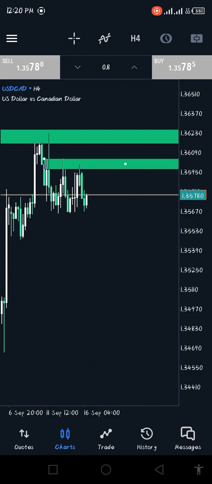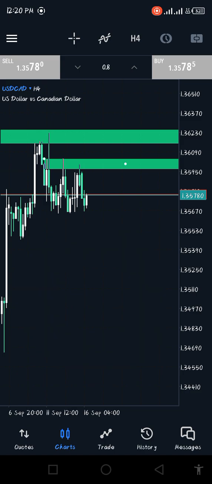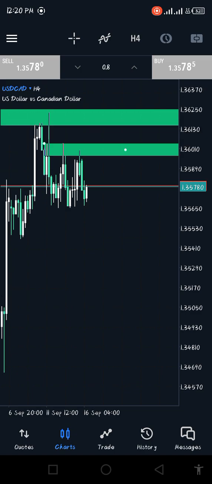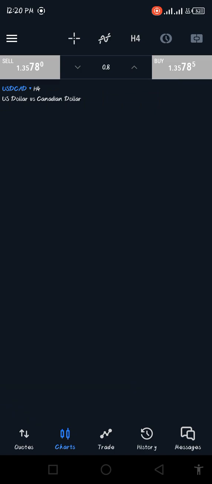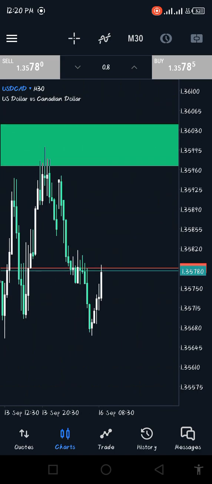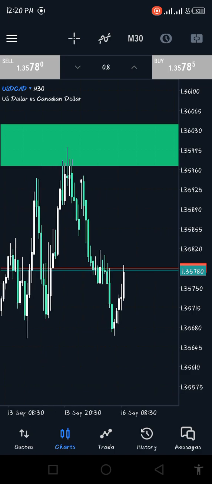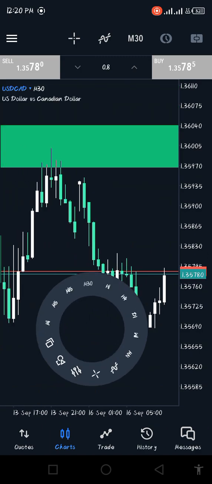So what is another confirmation that can make us take a selling opportunity from those zones? It is the major candlestick patterns, that is the pin bar candle or the engulfer candle in the 30-minute time frame. If we can have a pin bar candle or an engulfer candle in those zones, then we can consider taking a selling opportunity from those zones in the 30-minute time frame.